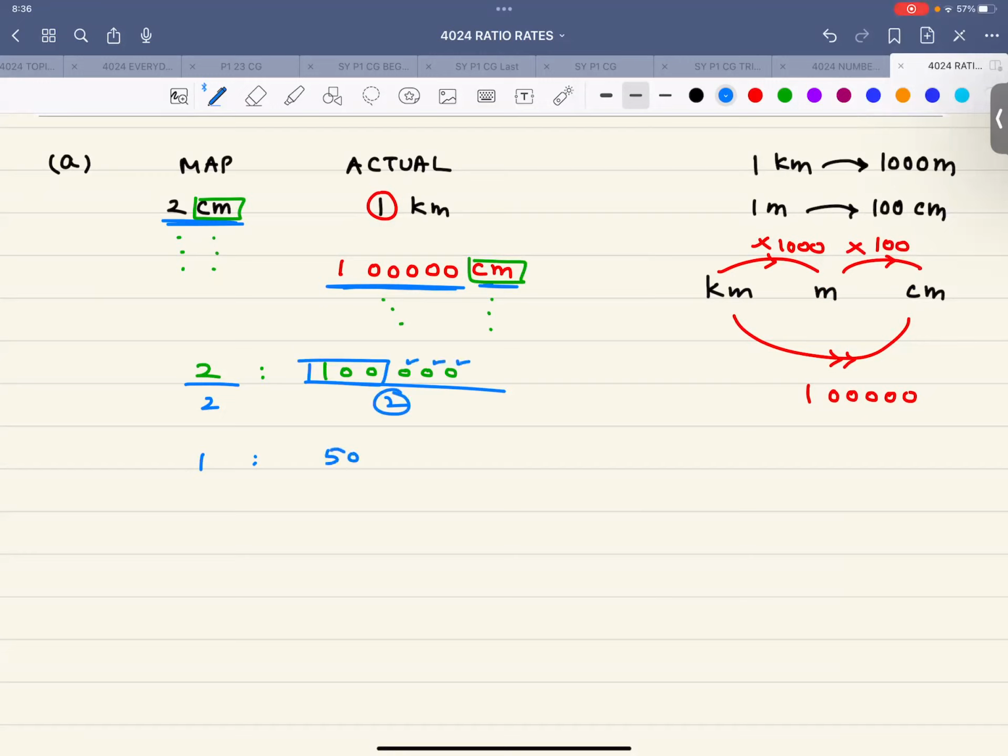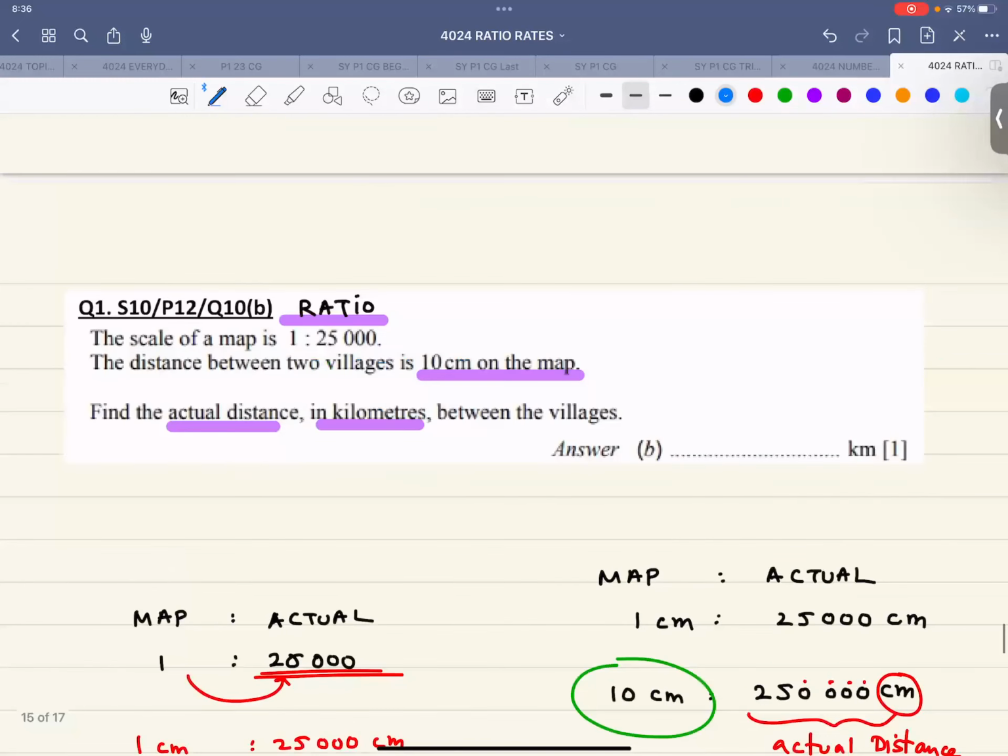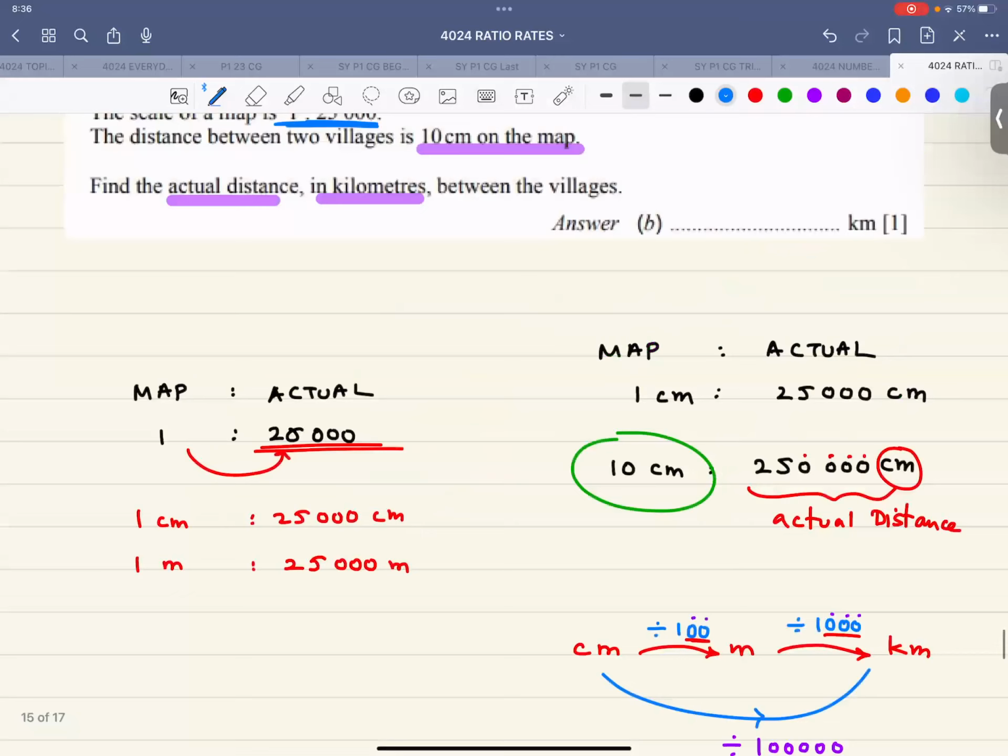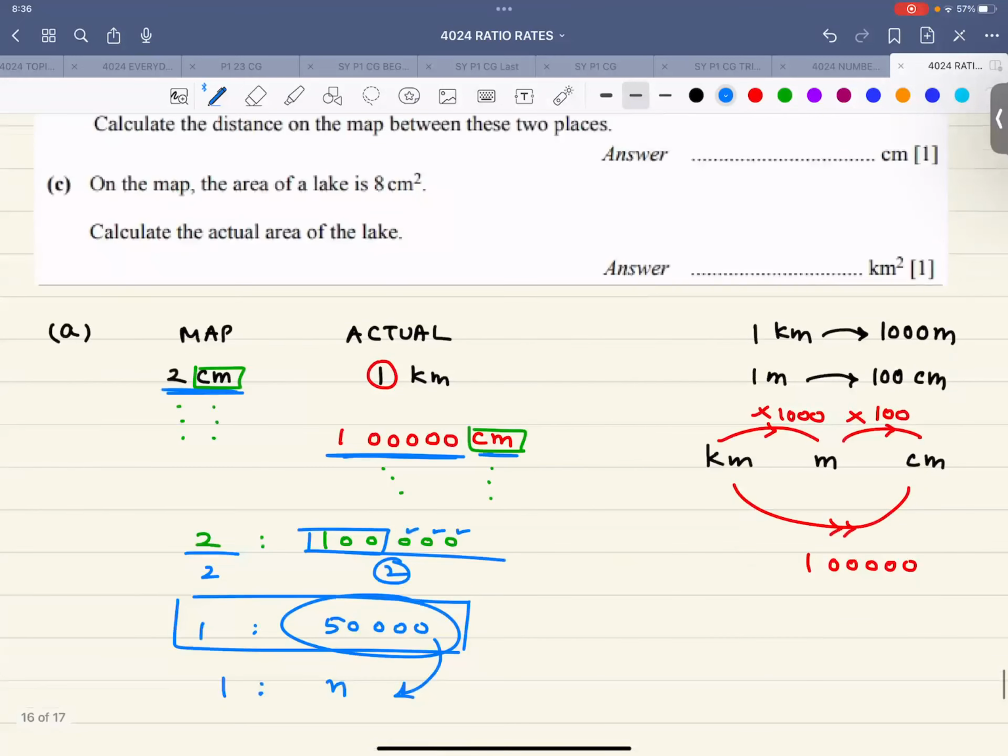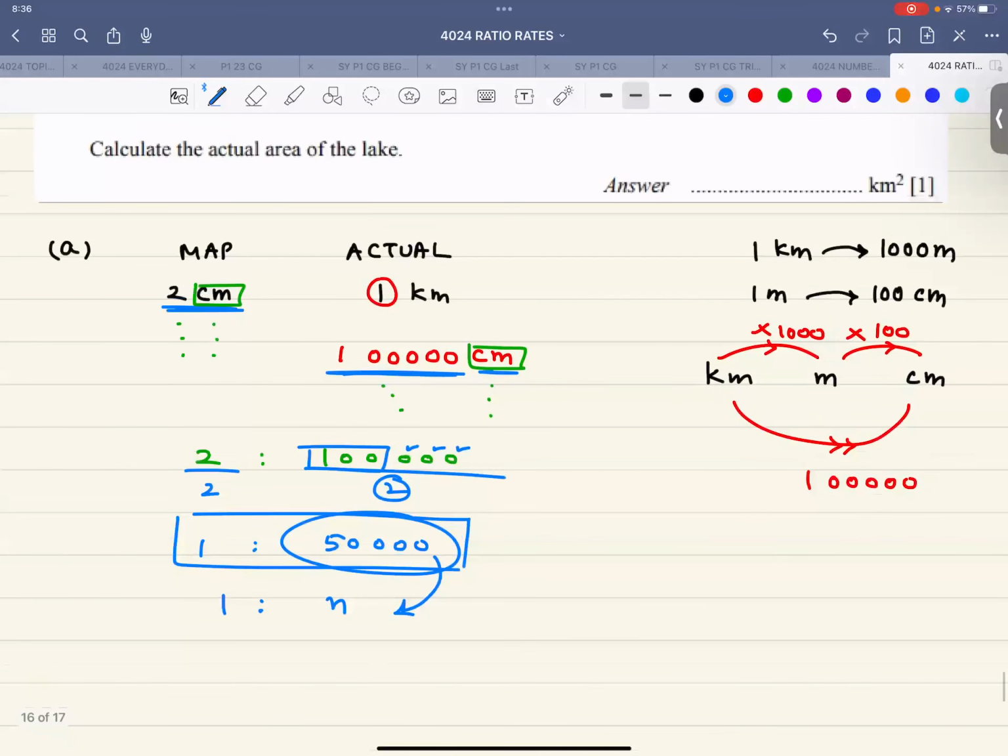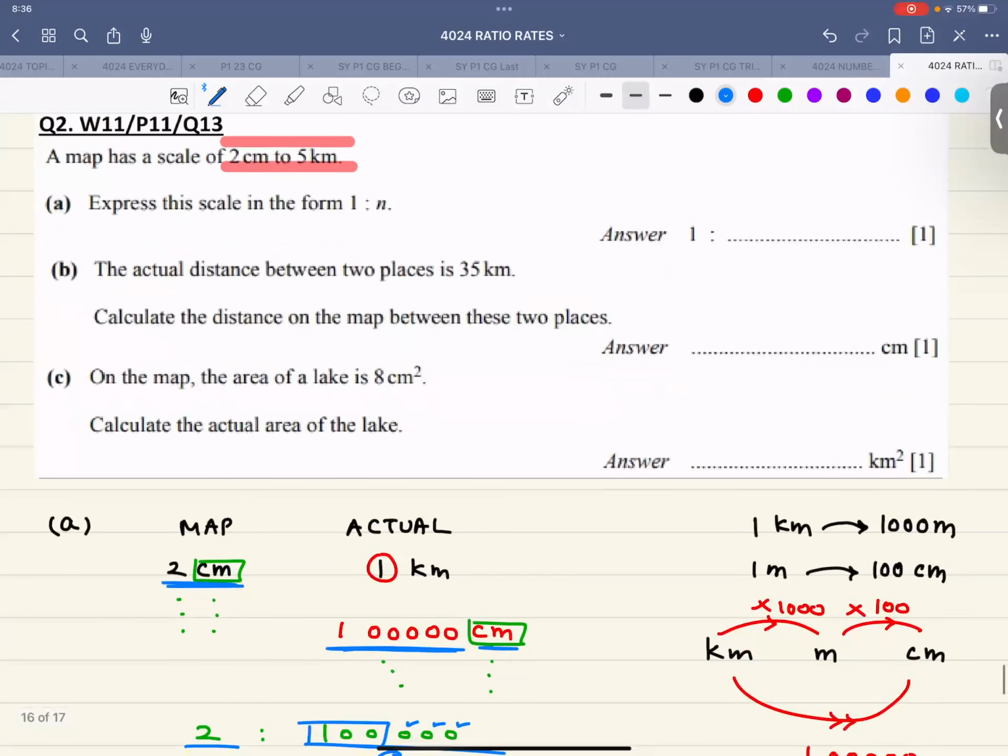And then there are 3 zeros over here. So the scale of the map is in the form 1 is to n. What is n? N is 50,000. That means in this question, this was 1 is to 25,000. In this question, this is 1 is to 50,000. Now go over this. See if it's all good to you.